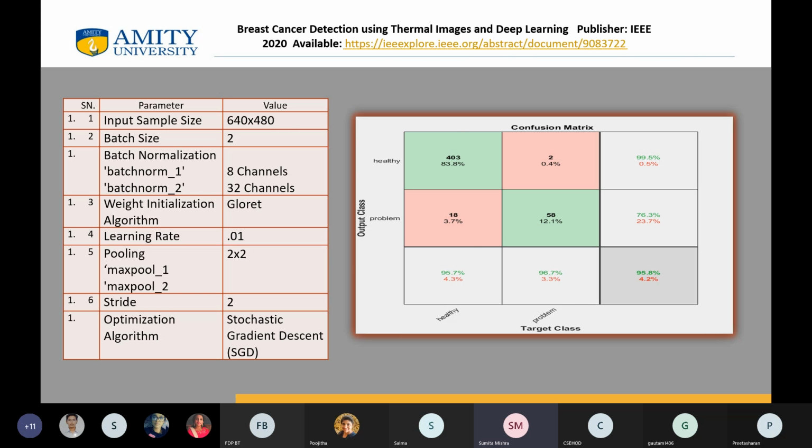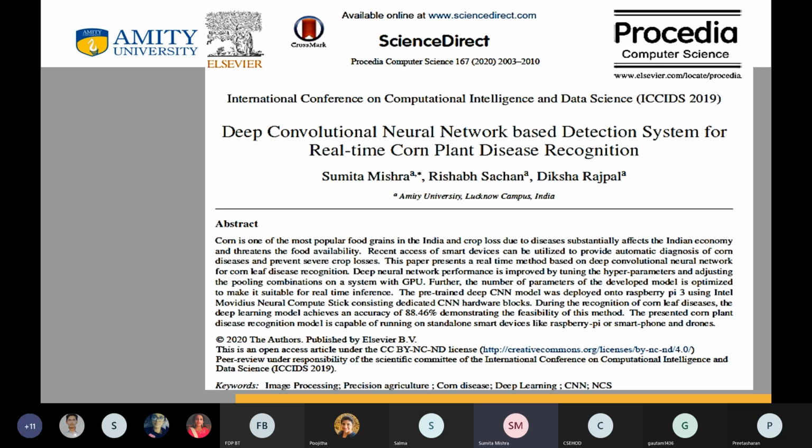This is also a work which we published last year, but it does not use thermal imaging. It uses normal images which were taken for training our neural network, and this was specially trained for real-time detection of disease. Because as I told you, deep neural networks have a huge number of training parameters, so they require large computing resources. Large computing resources may not be available on smartphones and devices which are limited in computing power.